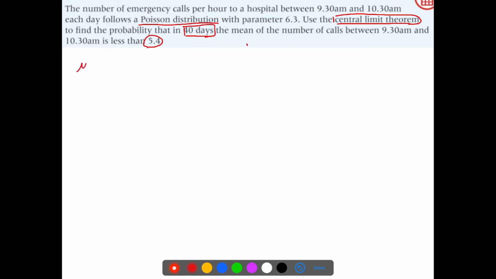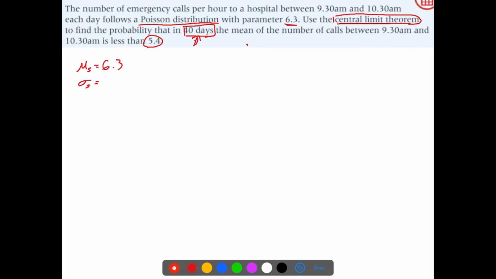The central limit theorem says that the mean of the sample is going to be equal to the mean of the original population. Now, the mean of the original population was 6.3. And so, therefore, the mean of my sample of 40 days will be 6.3, assuming the central limit theorem is true. Next, we get the standard deviation of the sample.